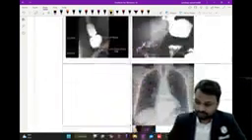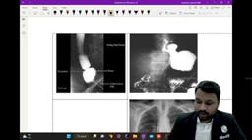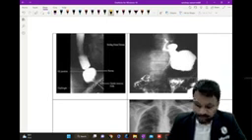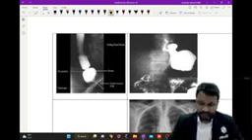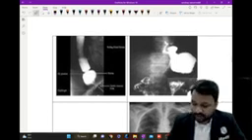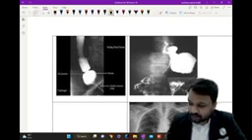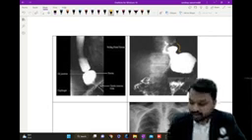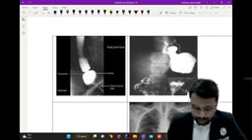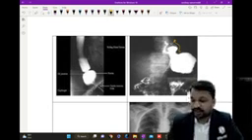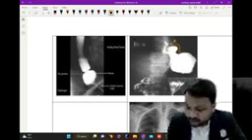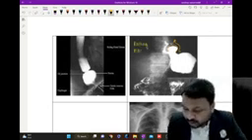Now, we have already spoken about the Schatzki's ring, which can be seen in patients with GERD, right? The Schatzki's ring is an important component of GERD, but along with this, you can see part of the stomach moving into the thoracic cavity. This is classical for a hernia, right? If you see a part of the stomach invaginating into the thoracic cavity, this is what we call the rolling hiatal hernia.